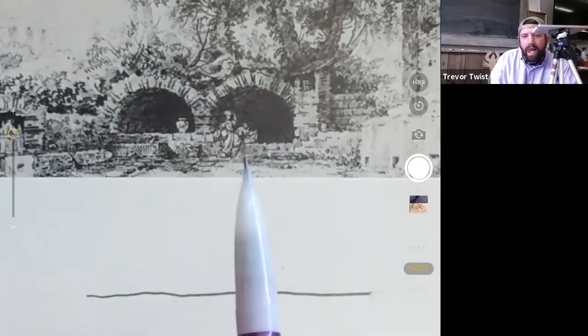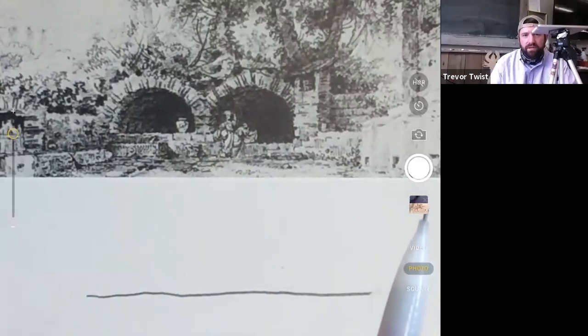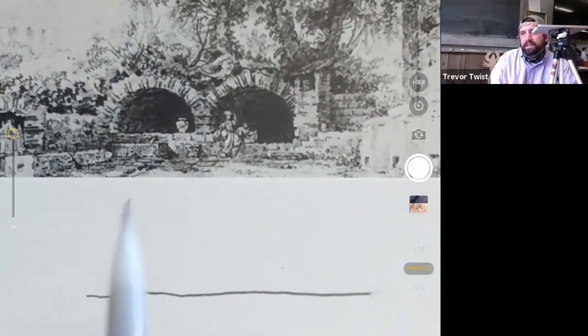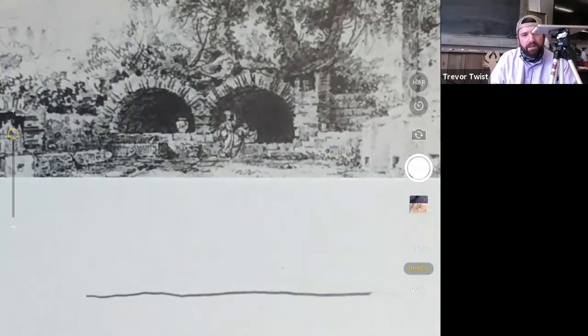So this is a printout from the 1600s? Correct. It's a drawing from the 1600s, but the ruins are ancient. So the ruins go back probably 2,000 years in 1600, so probably 2,400 years now, roughly. Okay, so we're going to do the same thing that we did the last time.